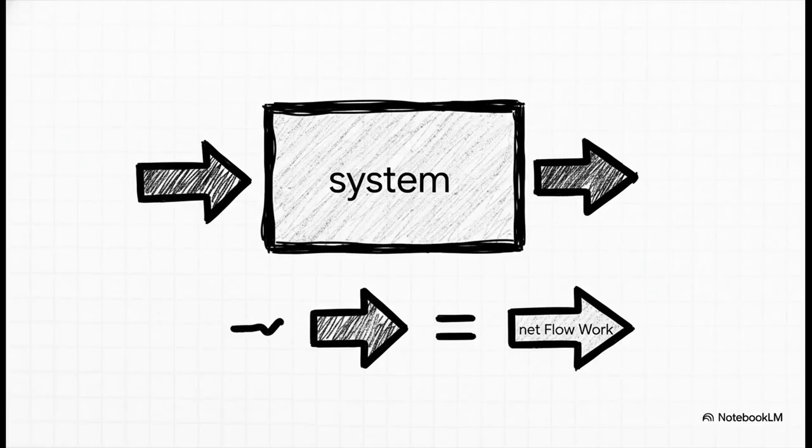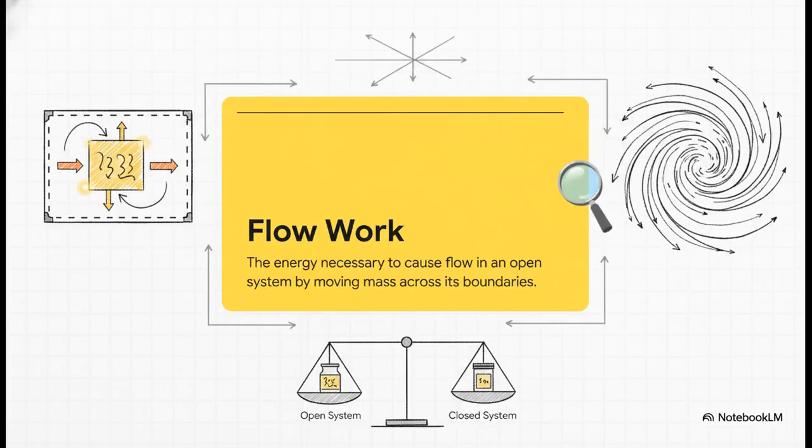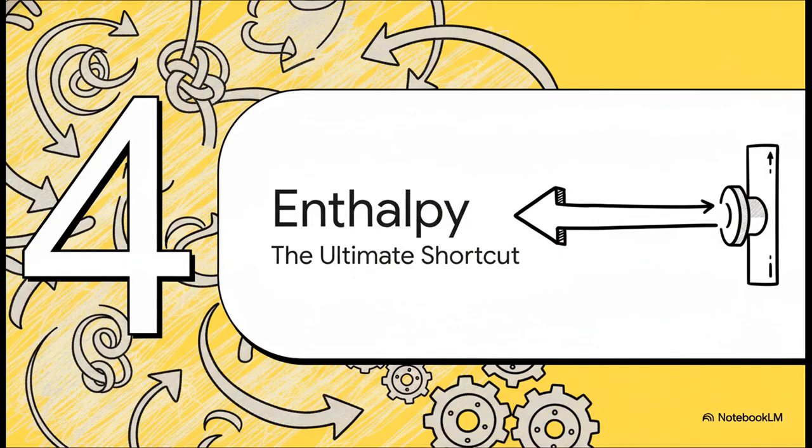So you've got work being done on the system to get in, and work being done by the system to get out. For an engineer trying to figure out if a process is efficient, what really matters is the net result, the difference between those two. And that difference, that's flow work. It's the net energy that's purely dedicated to the job of moving mass through an open system. It's a piece of the energy puzzle you would completely miss if you were only thinking about those simple sealed boxes.